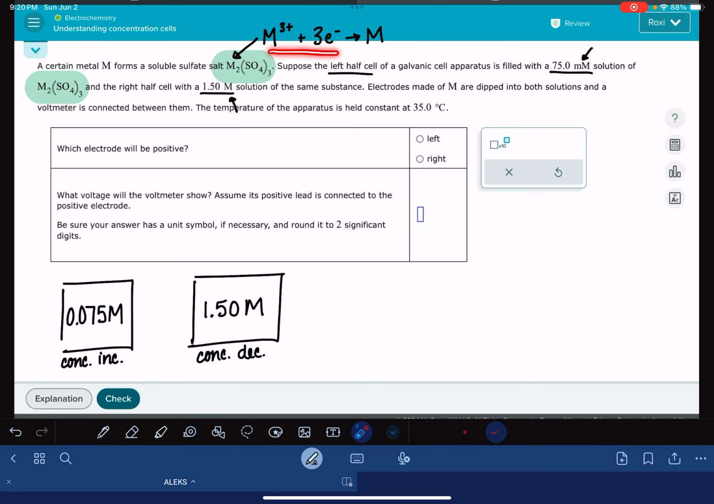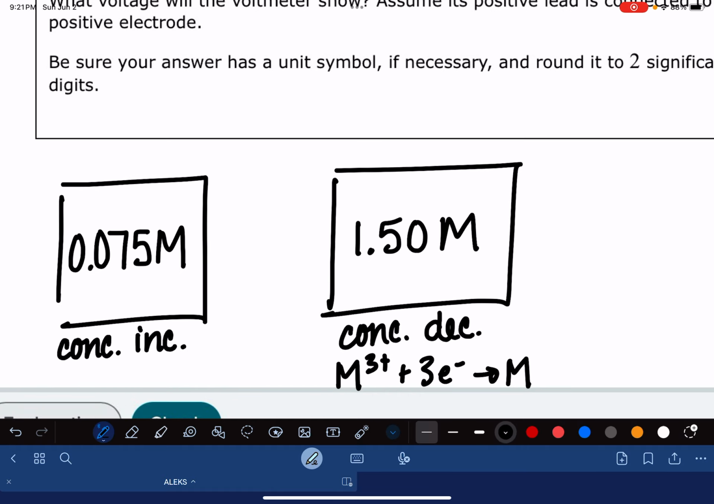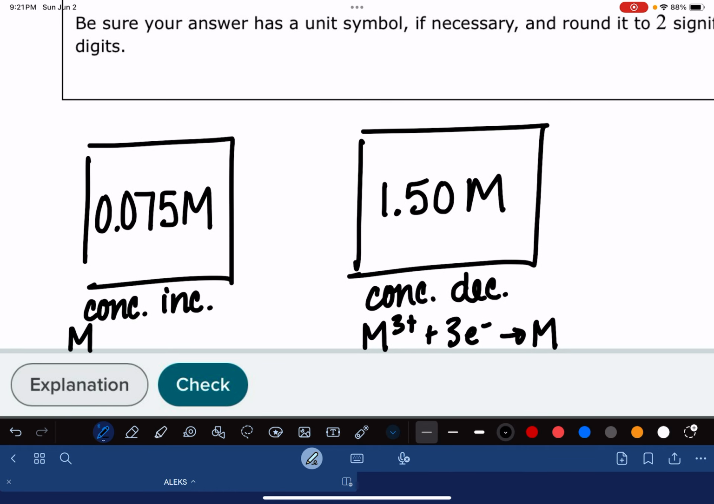Okay, so this reaction right here that I have written out is a reaction that decreases the amount of ions in solution. So this would be a reaction for my situation that's happening on the right side of the cell, where the concentration is decreasing. M3+ plus 3 electrons makes that pure metal. On the left side of my cell, this is where my ionic concentration needs to increase. This is where I have the opposite reaction occurring. So this is where I have the metal turning into the M3+ ion and 3 electrons.